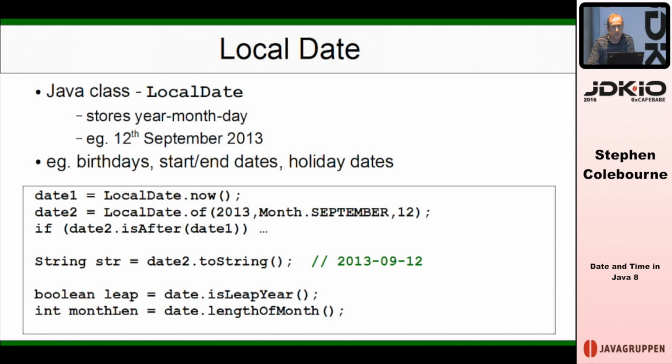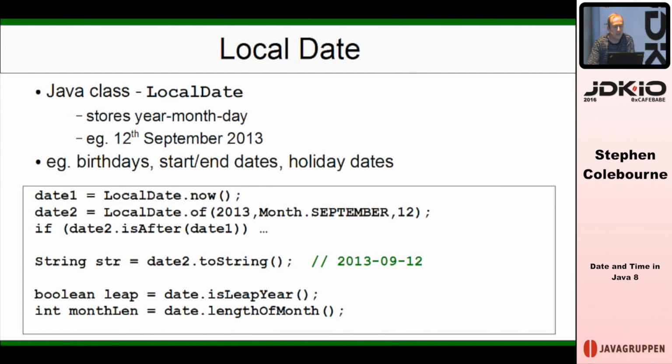So we can simply create one. LocalDate.now will create one, and that will use the default time zone of your machine to create it. We can create it using 2013 September 12, so it's nice and obvious what we're creating. You can use 9 instead of September, so months go from 1 to 12, not from 0 to 11. That's nice, isn't it?